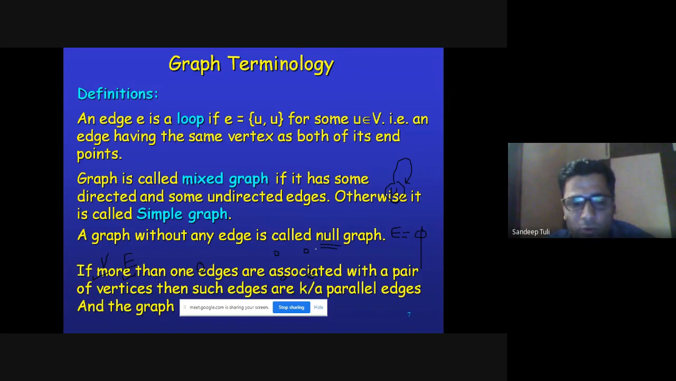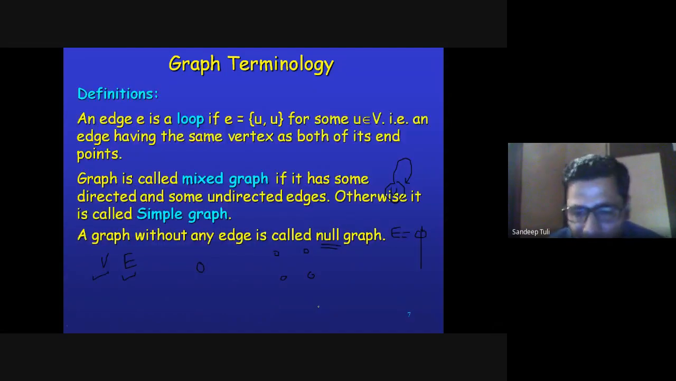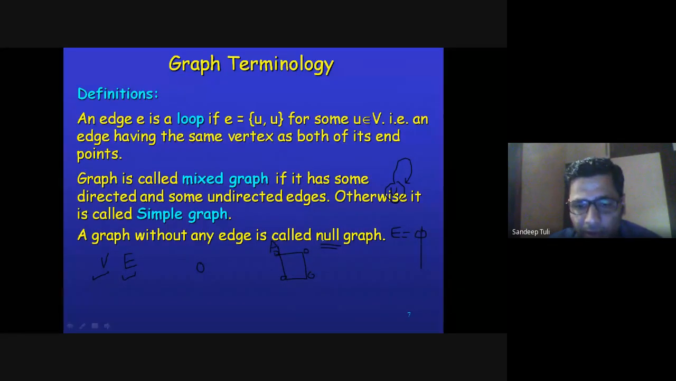Now, if more than one edge is associated with a pair of vertices, then such edges are called parallel edges and the graph is called a multigraph. Now let me give an example of that. Let us suppose this is a graph with vertices A, B, C, and D.